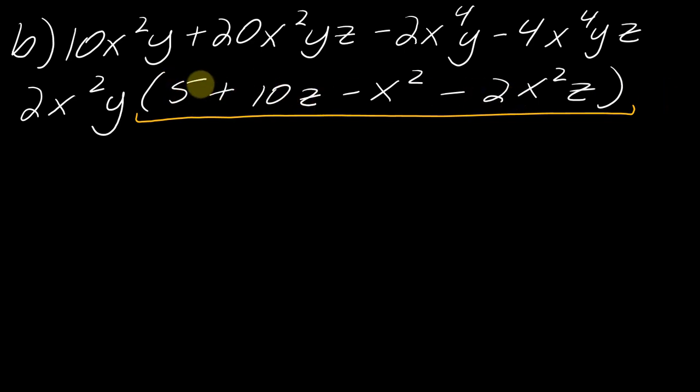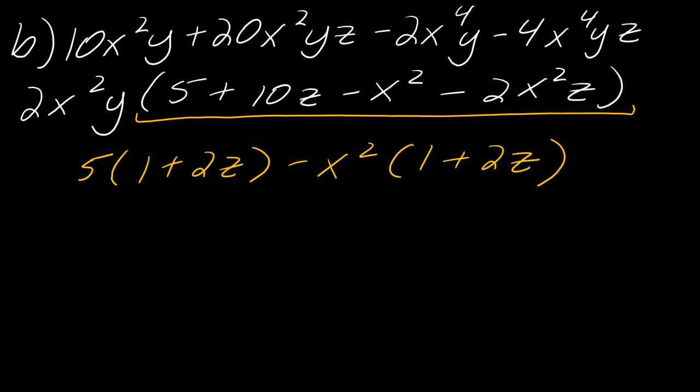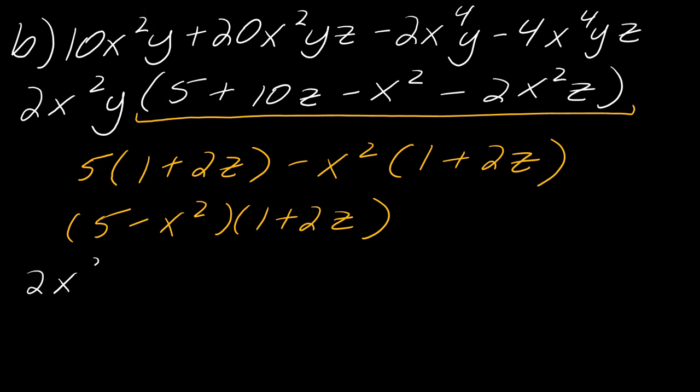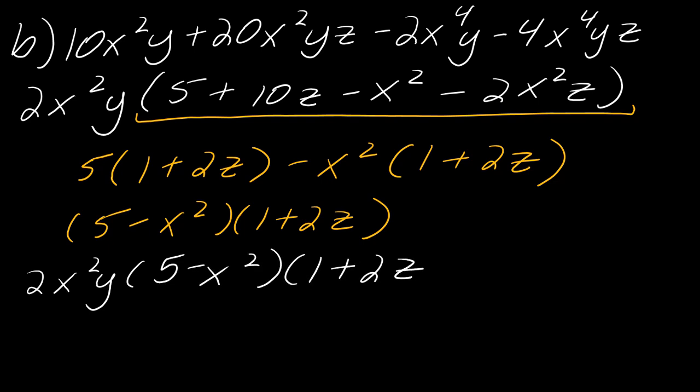So looking here, I notice that now out of these 2 terms, I can factor out a 5. So I'm going to factor the 5 out, and that's going to leave me with 1 plus 2z. And then out of these second 2 terms, it looks like I can factor out a negative x squared, which is going to leave me with 1 plus 2z. And so now I can see how this whole thing will factor. So this becomes 5 minus x squared times 1 plus 2z. And so now that I've factored just this part, you don't want to forget about the GCF. So the final answer then is going to be 2x squared y, 5 minus x squared, 1 plus 2z.